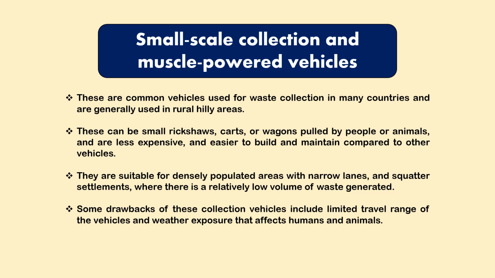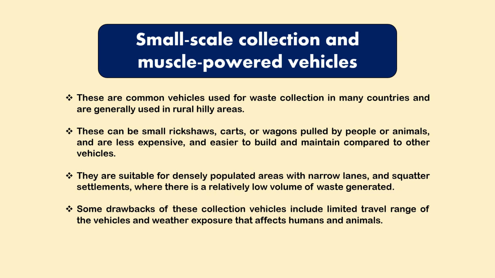First one is small scale collection and muscle powered vehicles. These are actually common. We can see this type of vehicles in many urban and rural areas also. They are small rickshaw type vehicles or carts that are pulled by people, or previously pulled by donkey or horse. It's easier to build also, and it can go through small gullies of any city, town, or rural area, and it can pass through any narrow lanes actually.